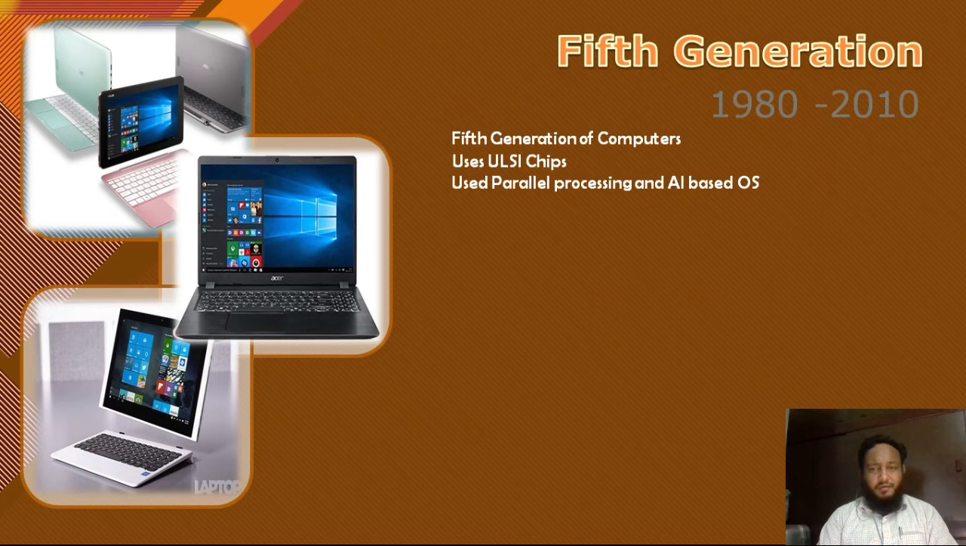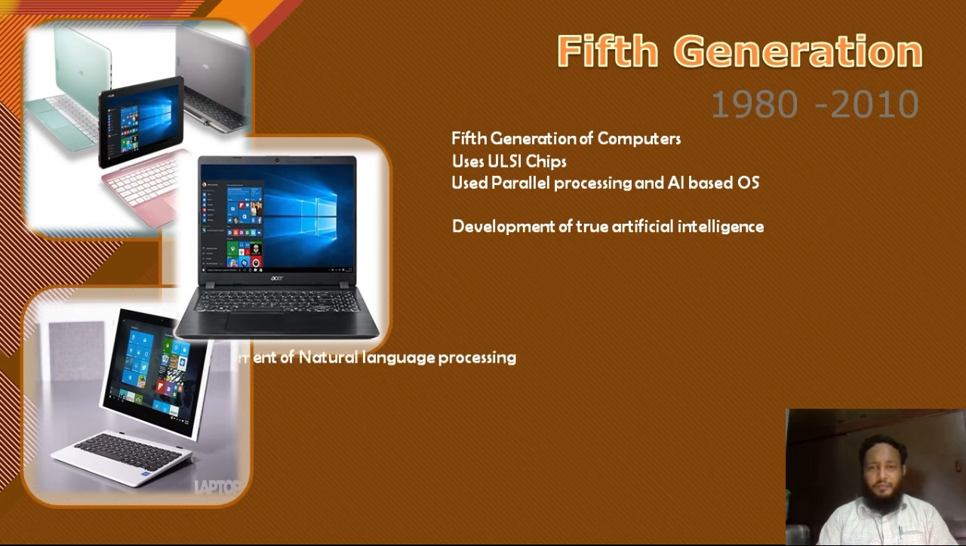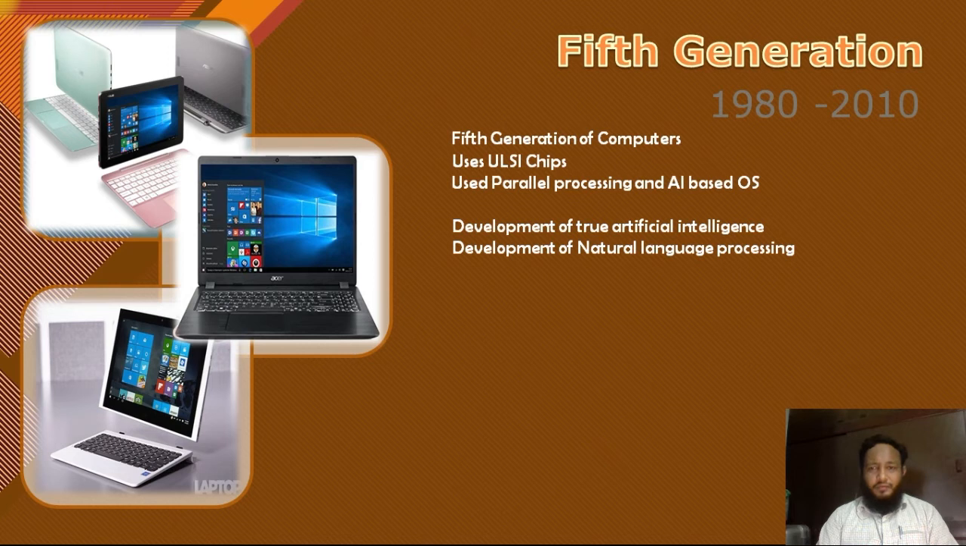Artificial intelligence was avoided up to some extent only. So development of true artificial intelligence came into the picture. Development of natural language processing: how we people speak is called natural language. There are many languages like Telugu, Urdu, Hindi, English, Marathi, Kannada, Oriya. There are many languages on this earth.